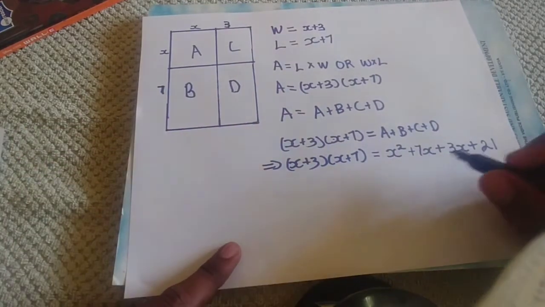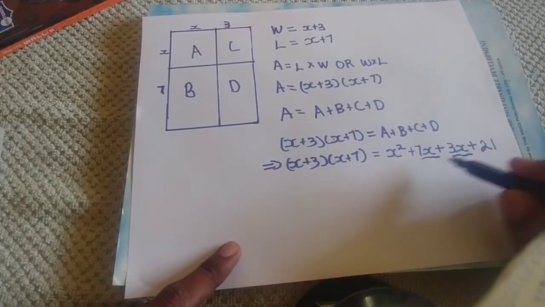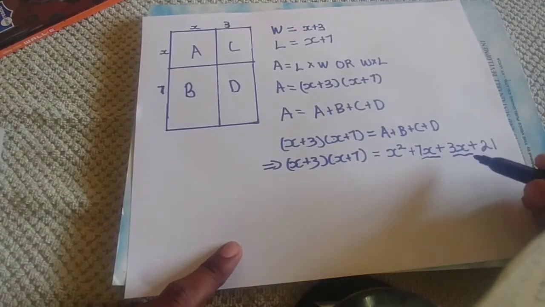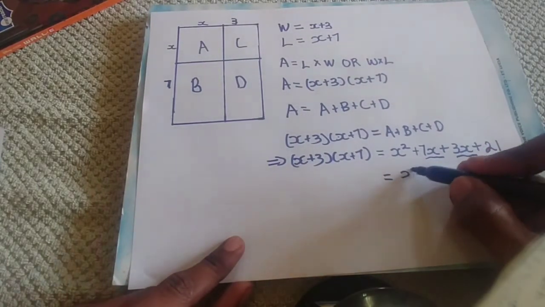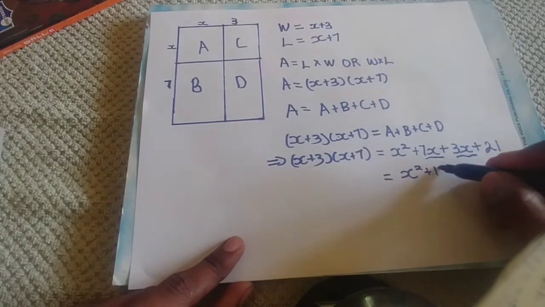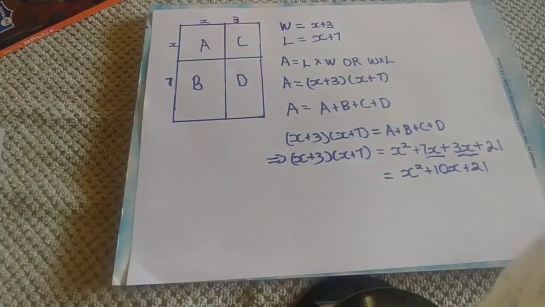Now we know that we have like terms there, and we can add our like terms. So we have 7x plus 3x, which is 10x. So this is equal to x squared plus 10x plus 21. You got the same answer.